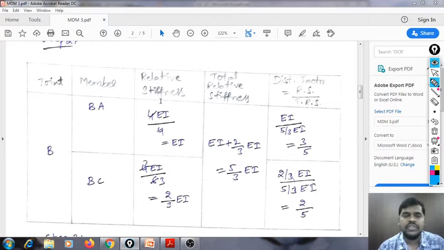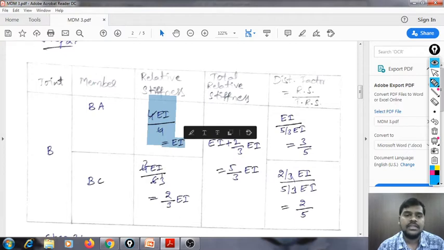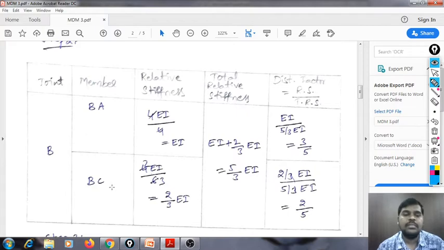So what is relative stiffness? If end A is a fixed end, we have 4 EI by L. L is 4 meters, so the answer is EI here. And next, 4 EI by 6, since the length of BC is 6 meters, we have 2 by 3 EI. And coming to the fourth column, total relative stiffness is equal to EI plus 2 by 3 EI. That will be 5 by 3 EI as shown here.